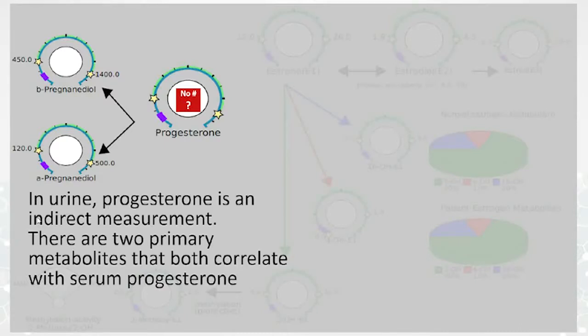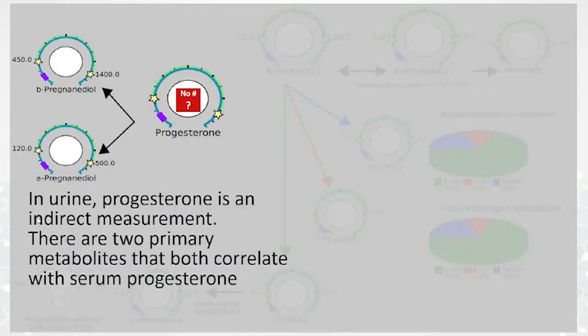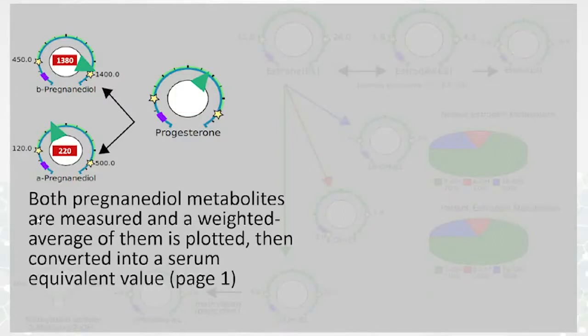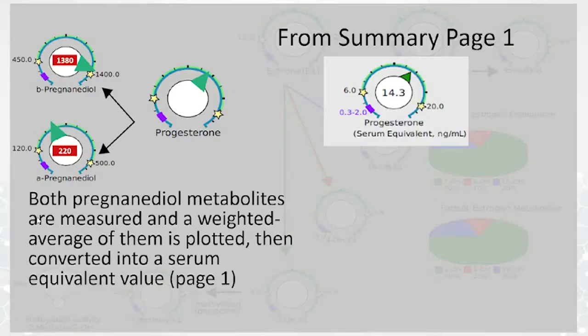These metabolites have been shown both by us and in research studies to correlate really well with serum progesterone. Each one of them represents about half of the progesterone that's produced. So we measure beta pregnenolone and alpha pregnenolone. If the beta pregnenolone is on the higher side and the alpha is on the lower side, then what we're plotting here for progesterone is basically a weighted average of the two. And then again, we can extrapolate a serum equivalent for that, which you see on the summary page for female patients.